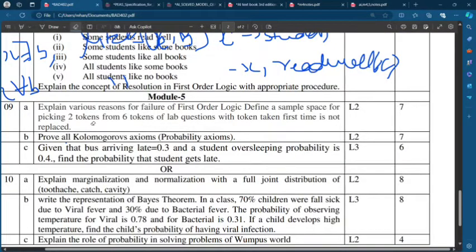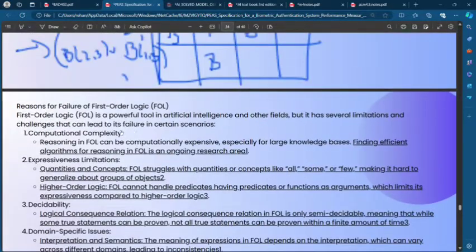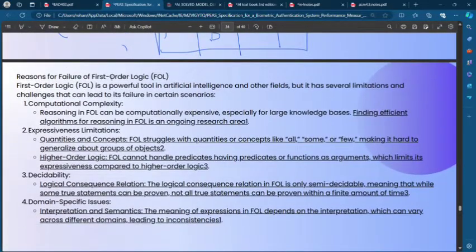Now let me start with the interesting part. What is this? Explain various reasons for failures of first order logic. Define a sample space for picking two tokens from six tokens of lab questions, where the token taken first time is not replaced. Okay, reasons of failures in first order logic.